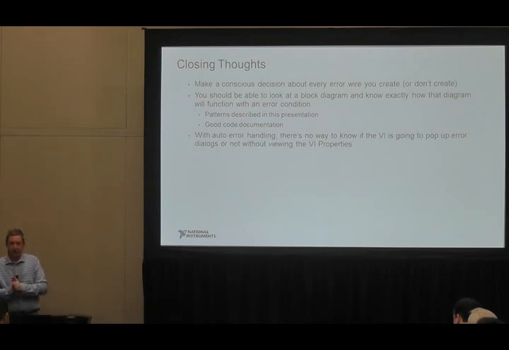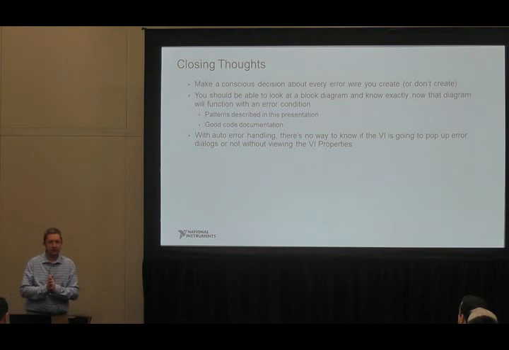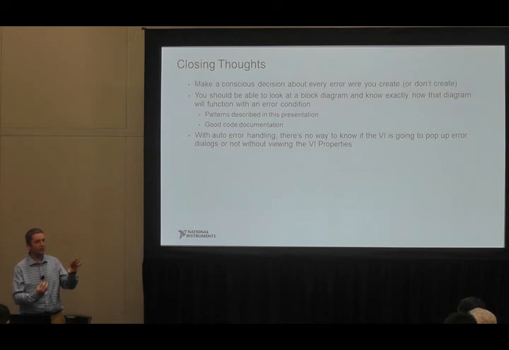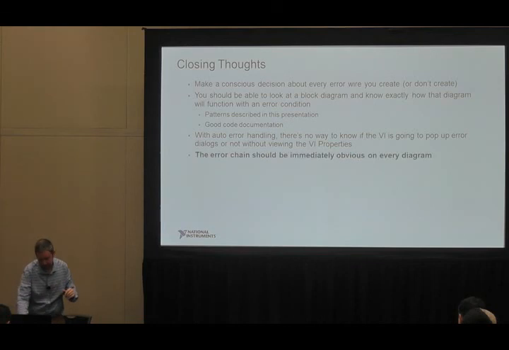The problem with auto error handling that I have is that there's no way to know if your code's going to pop up dialogues. That's the main reason I don't like it. You got to go into VI properties and see, is it turned on, is it turned off, or usually what ends up happening is you run the code and dialogues pop up. So it's one of the main reasons I don't like it. It's not explicit error propagation and error generation. It's implicit and it's harder to understand by looking at the code. I want to be able to look at a block diagram and have no question about how the VI functions. And without error handling, I can't do that.